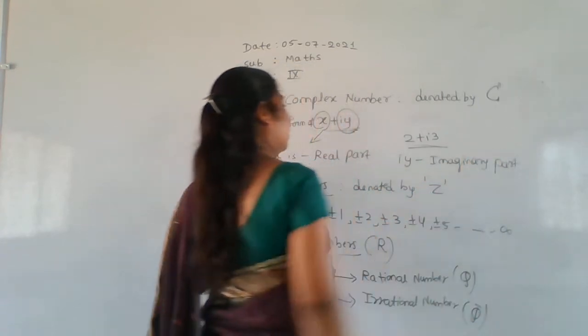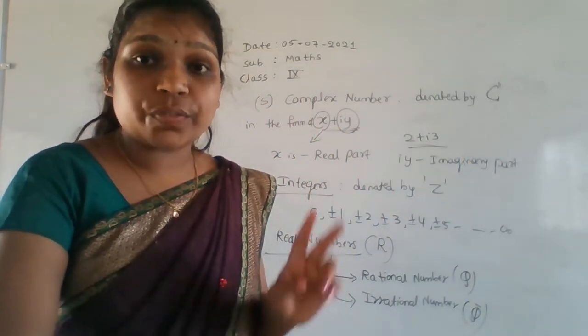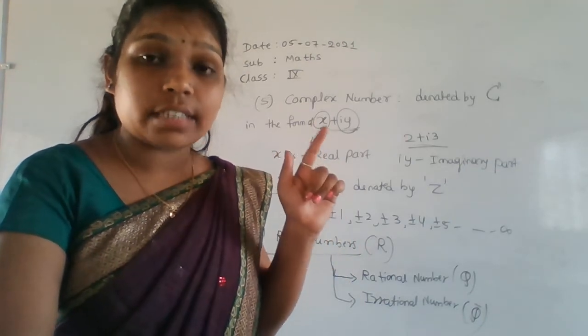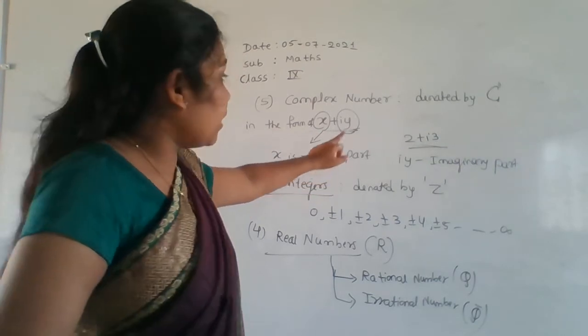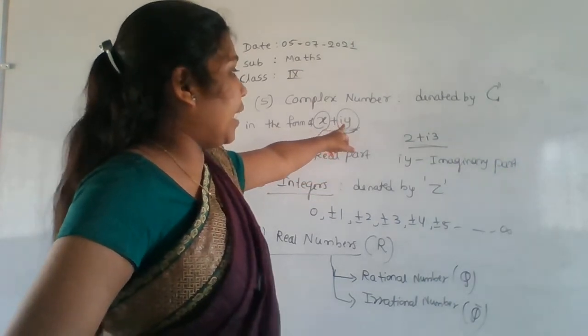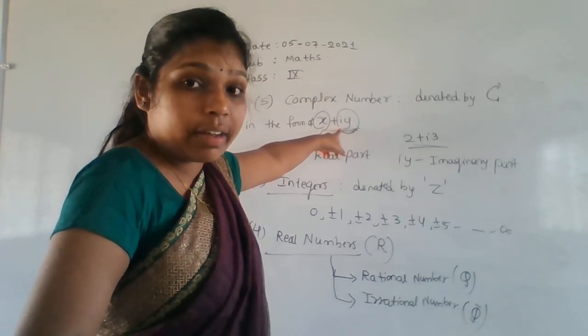Okay. So here the complex number includes two parts. The first one is a real part and the second one is the imaginary part. This x is called the real part and this i, what does the i indicate here? i is indicating an imaginary part. Okay, that is the meaning of that i.